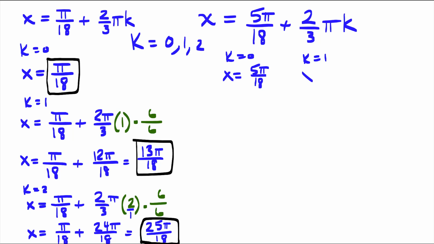I had to save space because I'm going to need it here. I'm going to do k is equal to 1 over here on this side. So x is equal to 5 pi over 18. And some of this you can do in your head. That's cool. I'm just going to rewrite all the steps here.